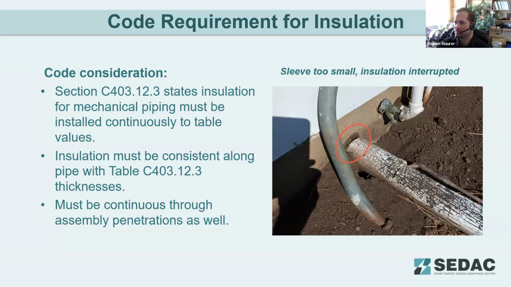So you can kind of see an example. This is from our own building out here, where our AC line comes through the building. They do have a little bit of a structural ring there to pass the refrigeration pipe through, but it's not big enough for the insulation. So the insulation stops on the outside of the building. Then you've got uninsulated refrigerant line on the inside of the building. So that would not be code compliant.